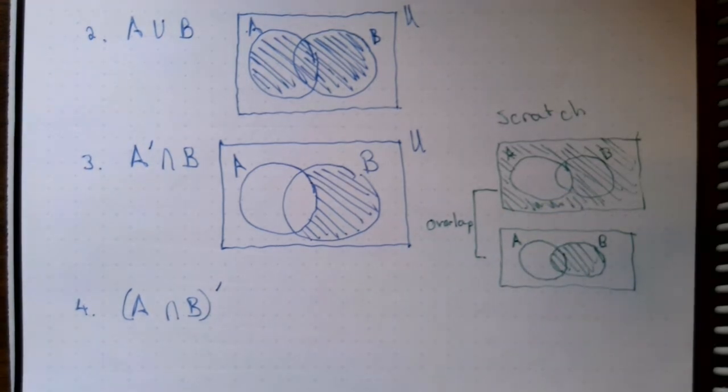So when you're talking about intersection and Venn diagrams, look at what's shaded in both of the Venn diagrams that are in your scratch work.